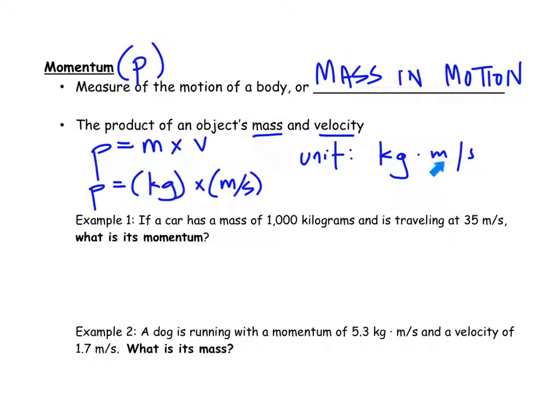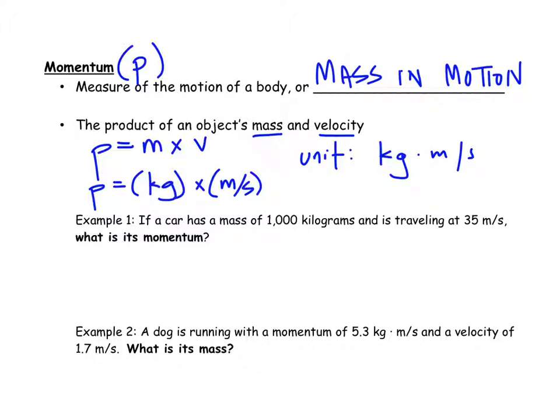So anytime you see some variable listed in a problem and the units are kilograms times meters per second, it means that the mass was multiplied by the velocity and it gave you the momentum of that object. So let's look at some examples here.